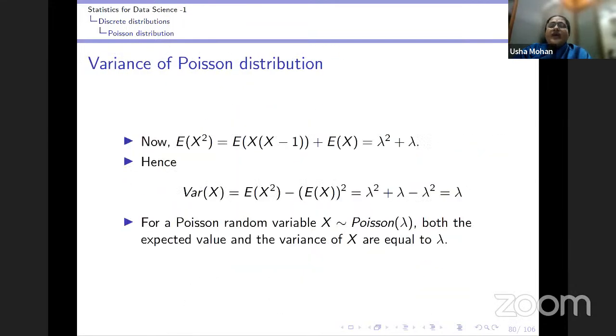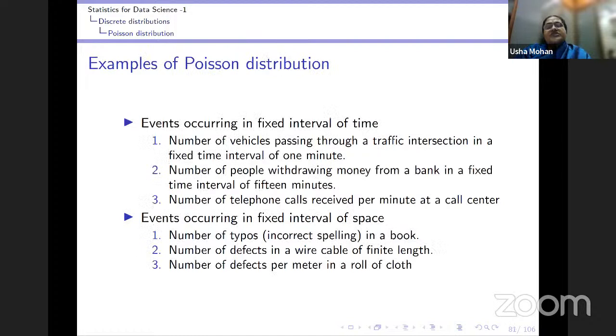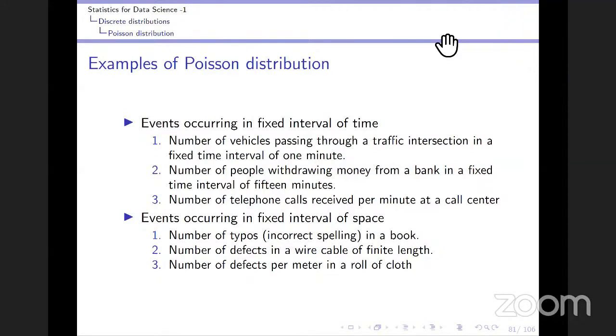So whenever you are encountered with problems asking you the number of vehicles passing, or the number of people withdrawing money in an interval of 15 minutes, for example, suppose I tell you that on an average 10 people withdraw money in 10 minutes, and I'm asking for an hour. Then you'll have to extrapolate that for an hour. Is that clear?